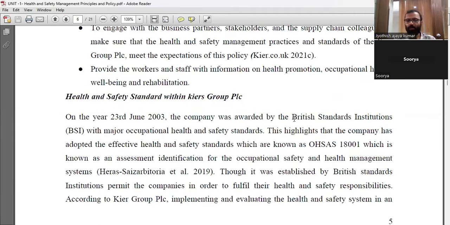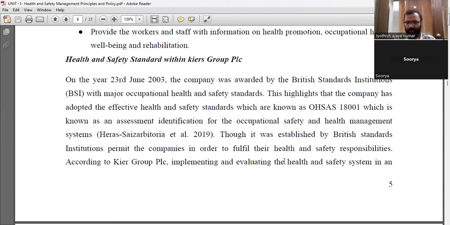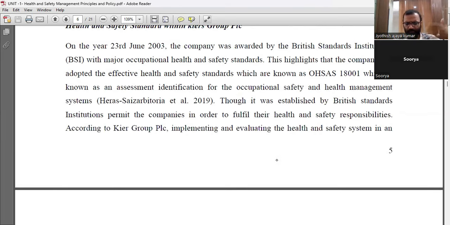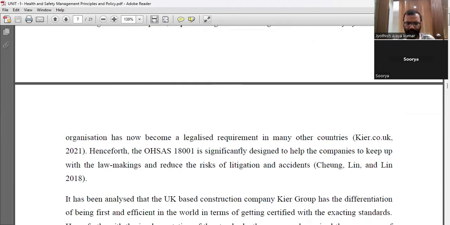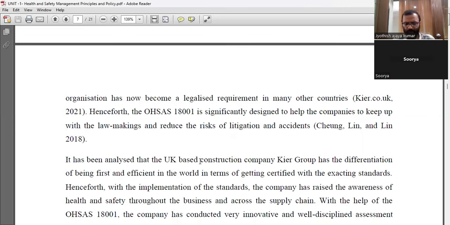The company was awarded the British Standards Institution BSI with a major occupational health and safety standard. This highlights that the company has adopted effective standards. So this company has been awarded BSI standards and effective health and safety standards. OHSAS 18001 is also there. Established standards are also there. They are a well-established organization with certifications like OHSAS. That is better. It has international bodies' accreditation as well. So that shows what that organization is.